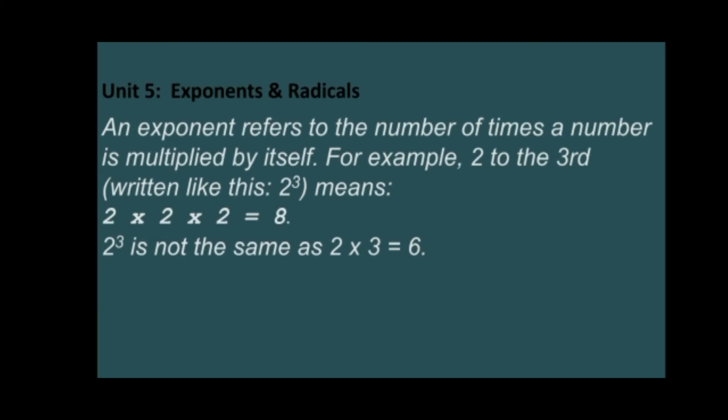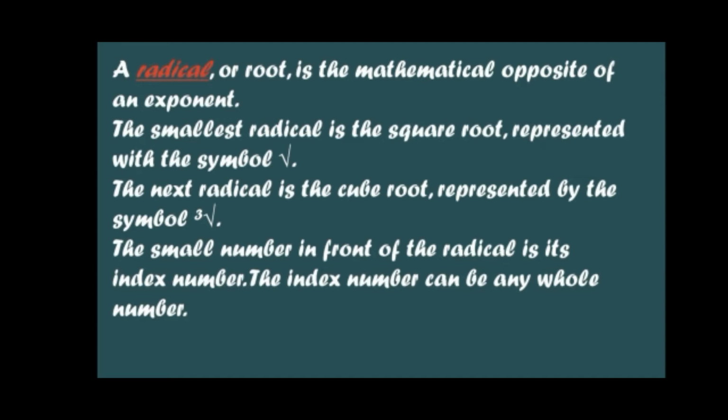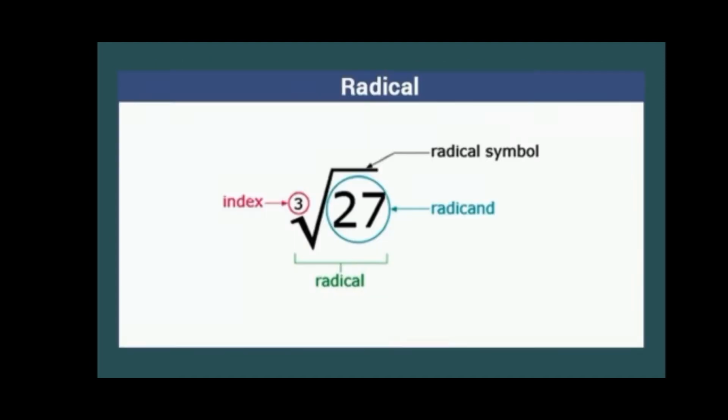Okay? Now when it comes to radicals, a radical or root is the mathematical opposite of an exponent. The smallest radical is the square root represented with this symbol. The next radical is the cube root represented by the symbol right here. Then there is also 4th root, 5th root, 6th root and so on. And the small number in front of the radical is the index number. The index number can be any whole number. Now in this image you see 27 is called the radicand, 3 is the index and this symbol is the radical symbol and this whole thing is called the radical.